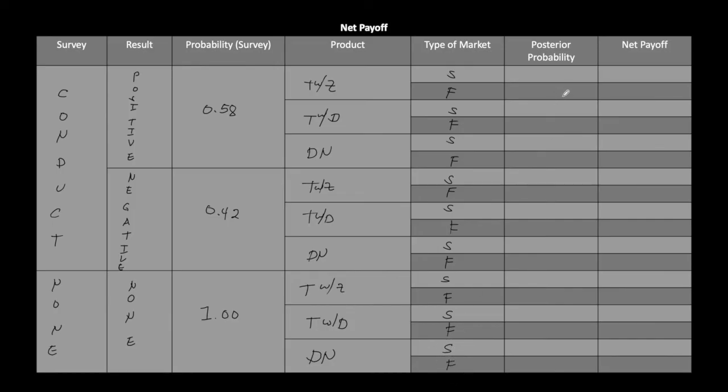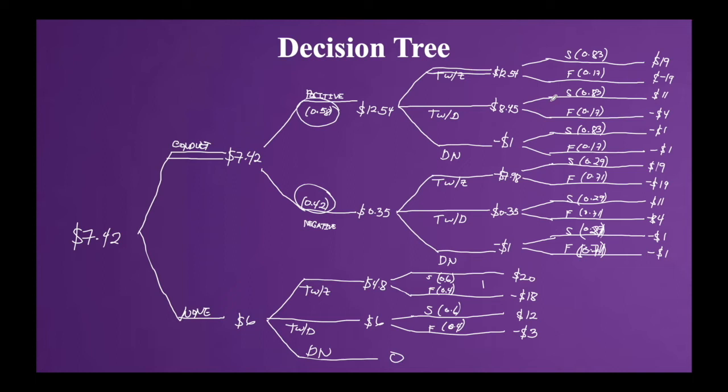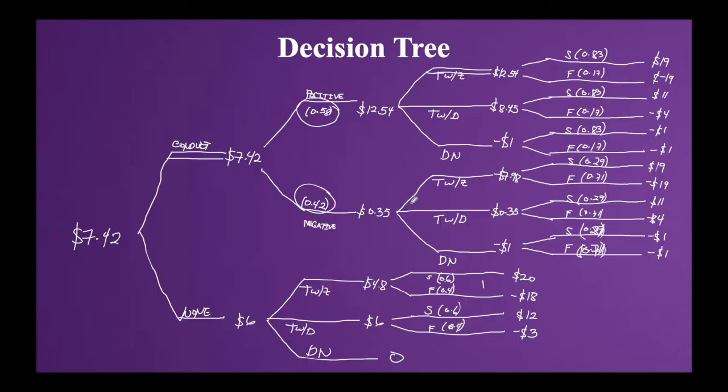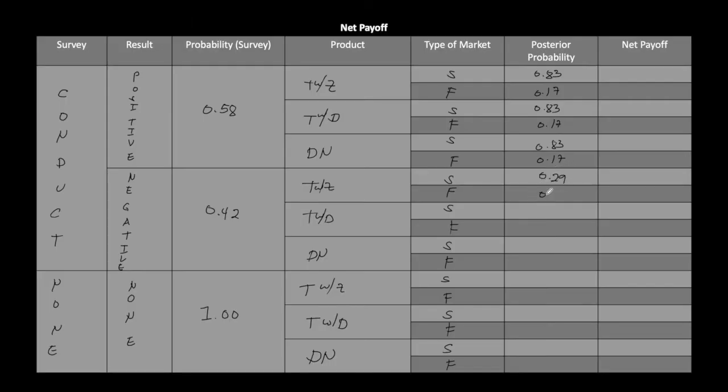Now, for the posterior probability neto, we can actually look at this sa ating nagawang decision trees a while ago. So, balikan natin ang decision trees na yon. Ito po siya. So, ang ating posterior probability is 0.83 tsaka 0.17 for positive. O, doon muna tayo sa positive. 0.83, 0.17, 0.83, 0.17, 0.83, 0.17. Now, for the negative, sa ating decision trees, that is 0.29 and 0.71. So, let's go sa ating table. 0.29, 0.71, 0.29, 0.71, 0.29, and 0.71.